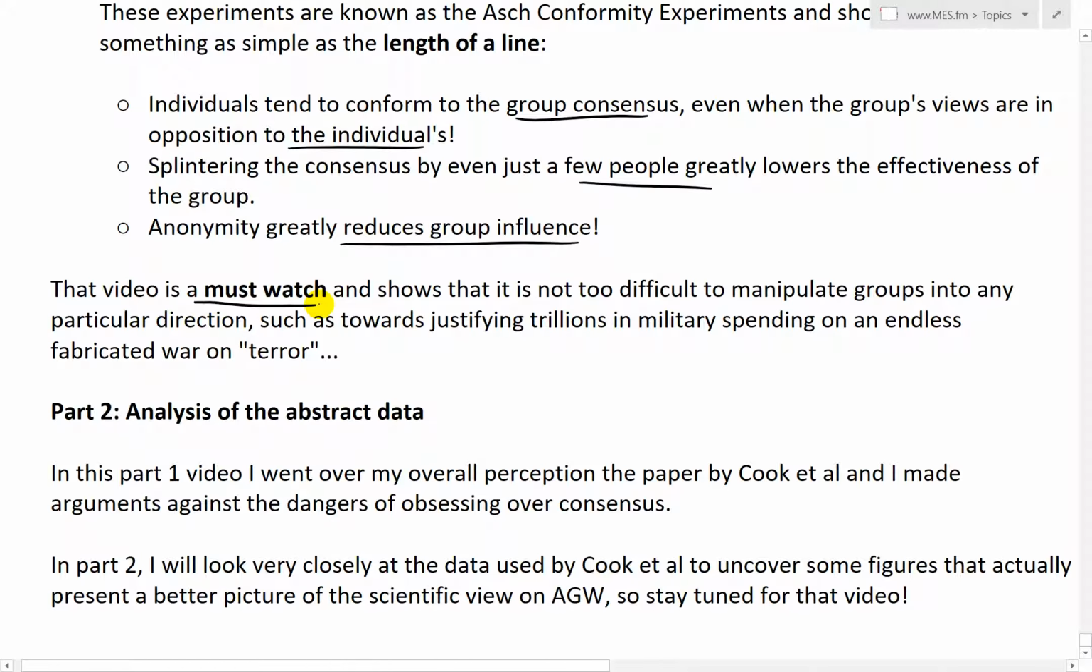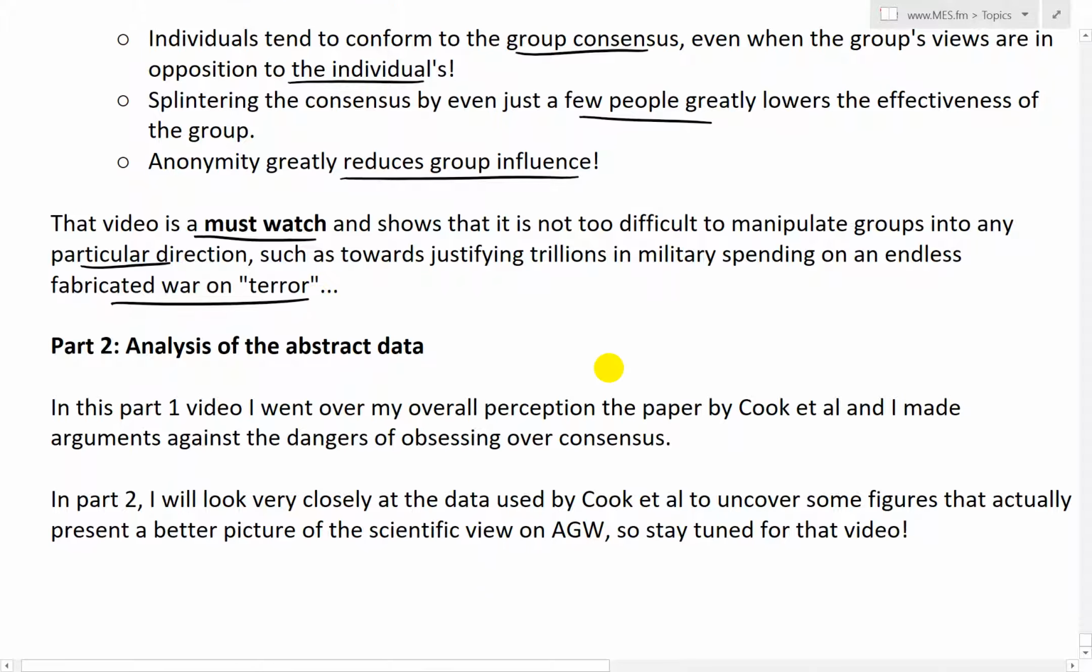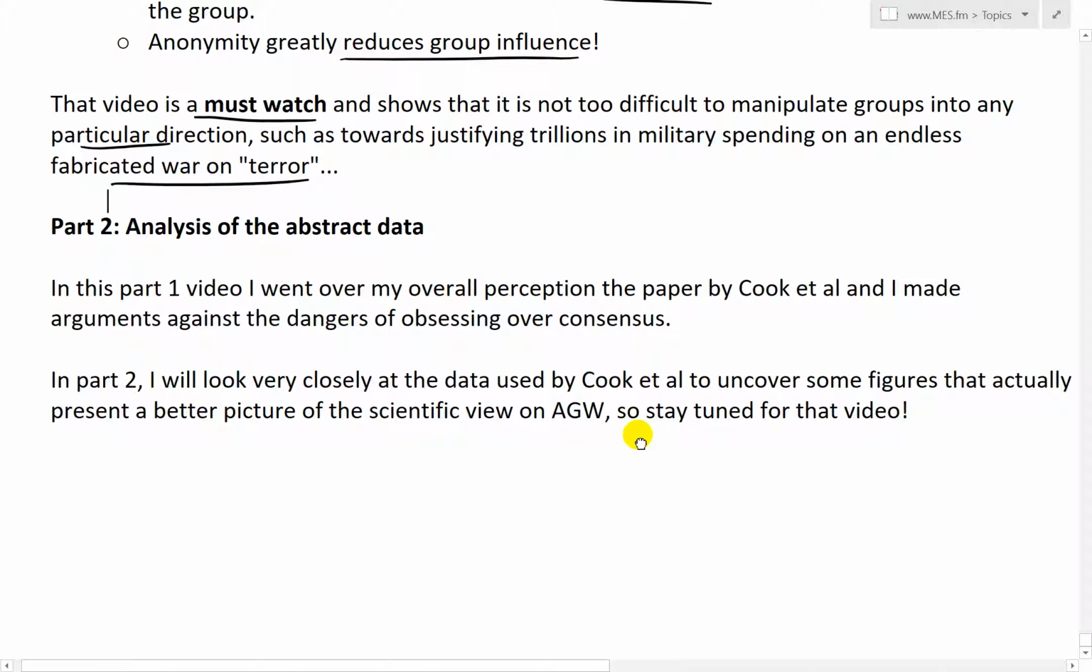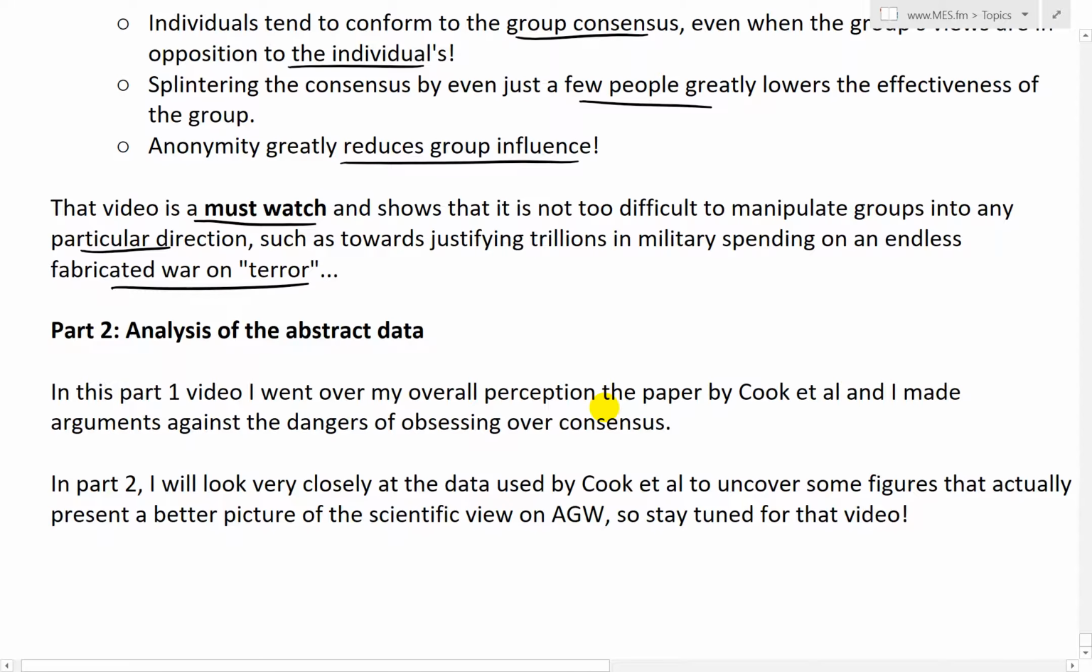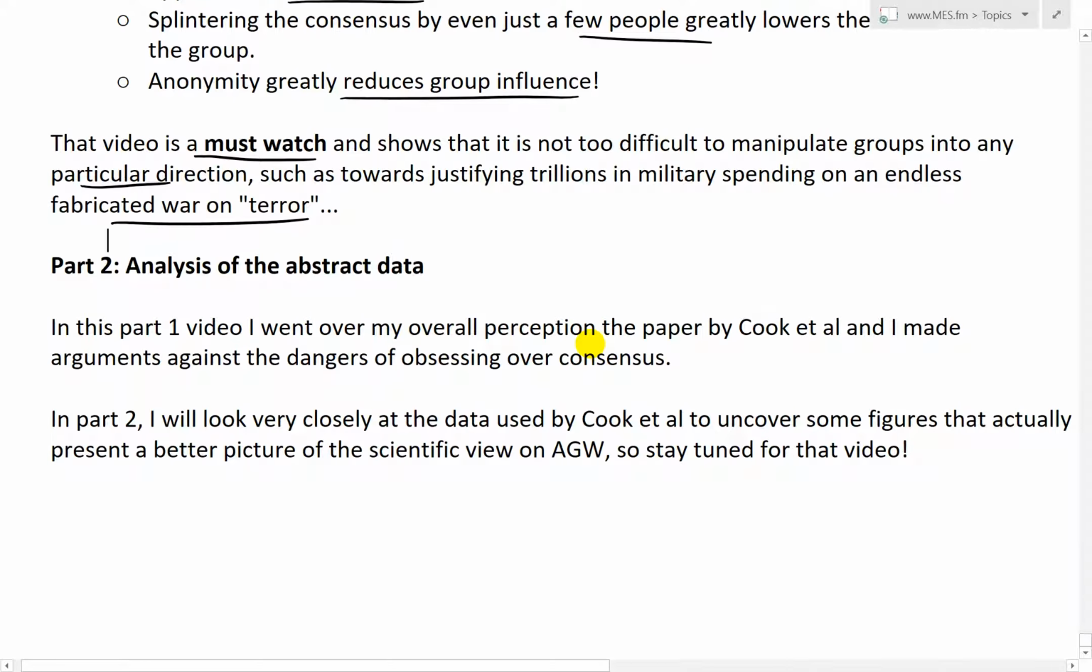So you just watch it, pause the video, watch it, and come back, and it shows that it is not too difficult to manipulate groups in any particular direction, such as towards justifying trillions in military spending on an endless fabricated war on terror. So again, my view is that fabricated terror overrides even climate change, whether it's real or not. There's unanswered questions about 9/11. Well, in my view, it is pretty much answered with Dr. Judy Wood's work.